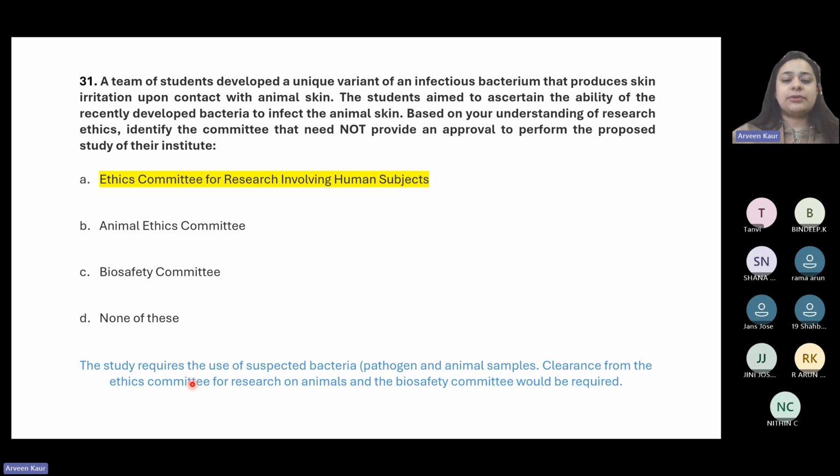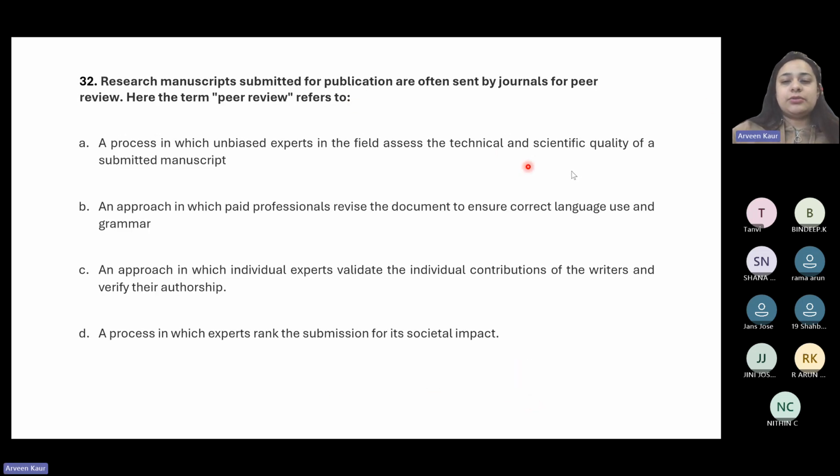So since the study requires use of suspected bacteria, pathogen, and animal samples, the clearance from the Ethics Committee for Research on Animals and the Biosafety Committee would be required, right? Then we come to question number 32. I think this is the final question for the day.